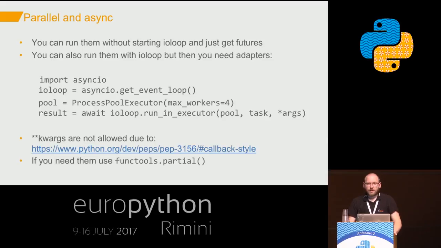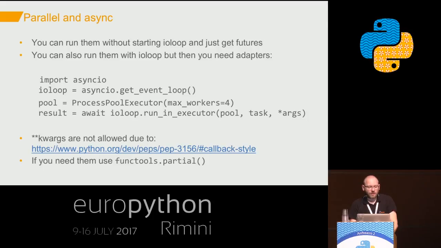And you can run that without starting the IO loop and just get futures, or you can use them with IO loop, but then you need adapters. And sometimes those adapters work and sometimes they don't. So you need to be really careful. And also keyword arguments are not allowed in executors. So you might want to read the PEP to know why.